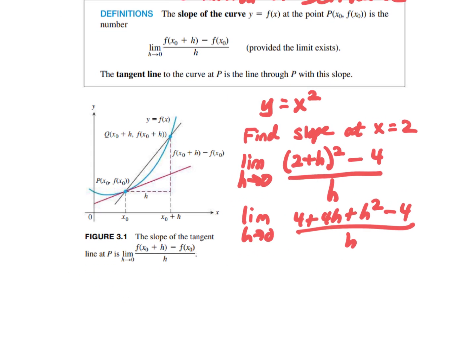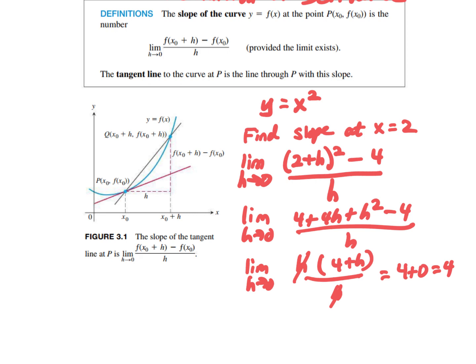Which would allow me then to cancel the 4's in the numerator and also factor out an h. And now I know if I'm trying to take the limit as h goes to 0, the first thing we try to do with limits is try substitution. And indeed, if we substitute in h as 0, I get 4. So it's the same exact process we were using in the last lecture, except this time we are using a definition of derivative where now we put in the limit as h goes to 0.